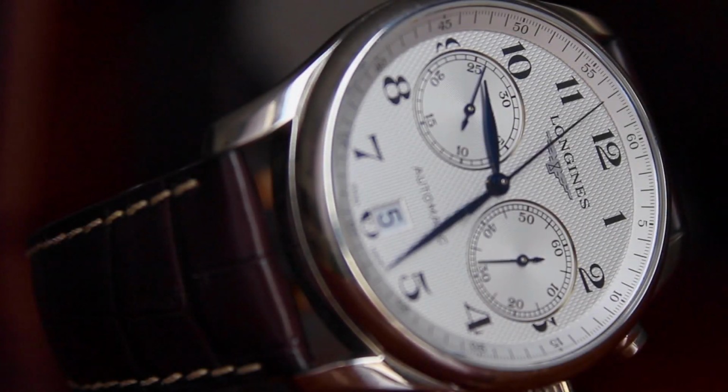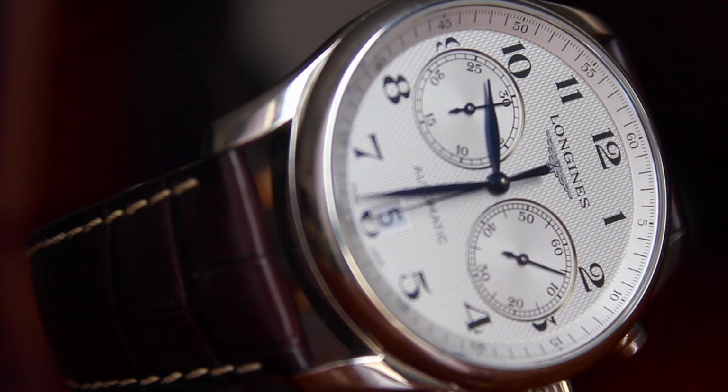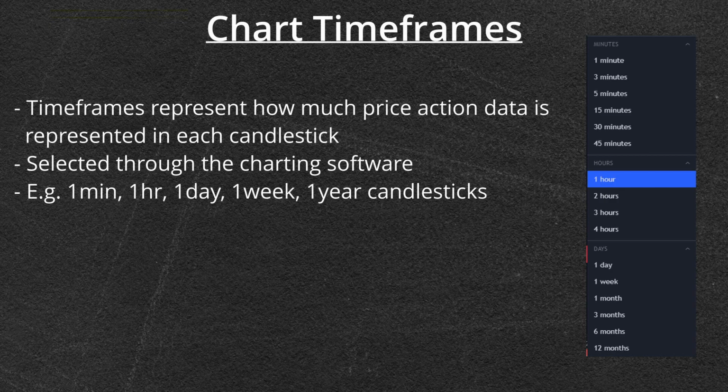I've mentioned time periods a few times in the previous examples, and it's important to understand what time frames are in the context of trading charts. Time frames represent exactly how much data is represented in each candlestick, which is chosen in whatever charting platform you are using. You can select endless options such as 1 minute, 15 minute, 1 hour, 1 day, and even as far out as weekly and yearly candlesticks.